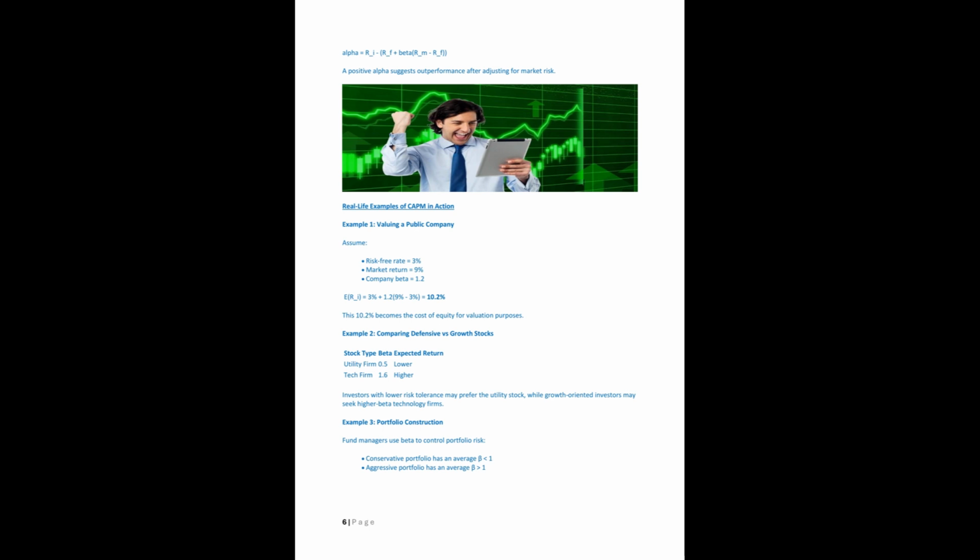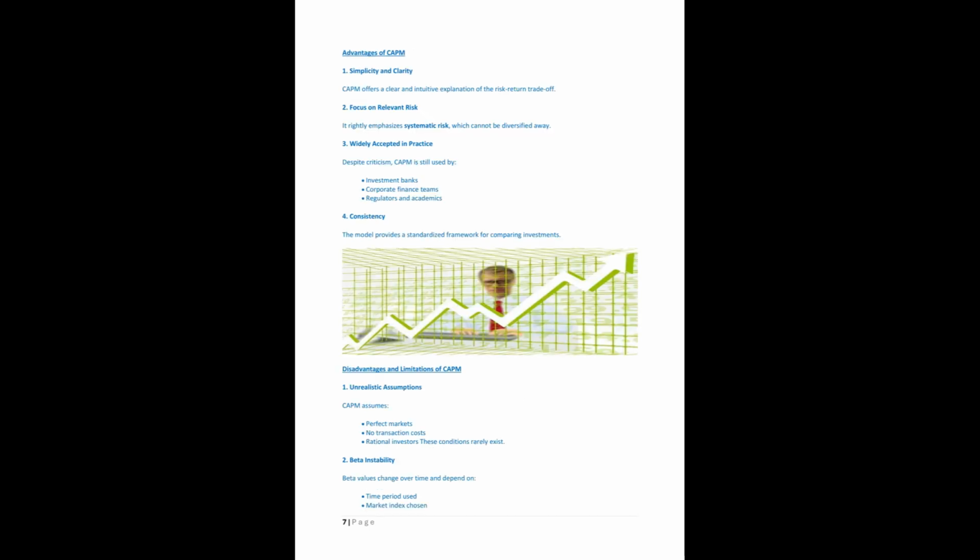For example, when valuing a public company, if the risk-free rate is 3%, the expected market return is 9%, and the company's beta is 1.2, the expected return would be 10.2%. This rate is used as the cost of equity in valuations when comparing stocks. A utility firm with a beta of 0.5 generally has lower expected returns and risk, while a tech firm with a beta of 1.6 has higher risk and potential returns. So investors with lower risk tolerance might choose utility stocks.